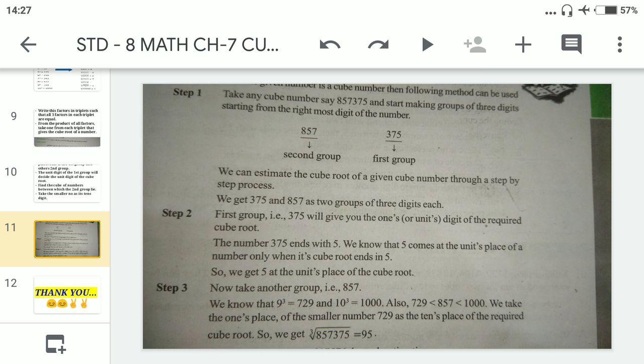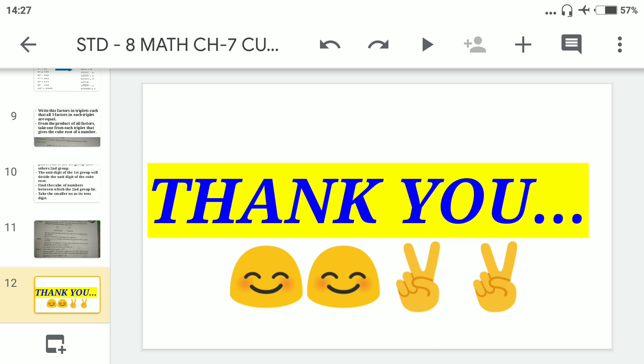Alright, so these are the two basic methods by which we can calculate the cube root. I hope this video is informative for you children, and you came to know many things related to cube and cube root.